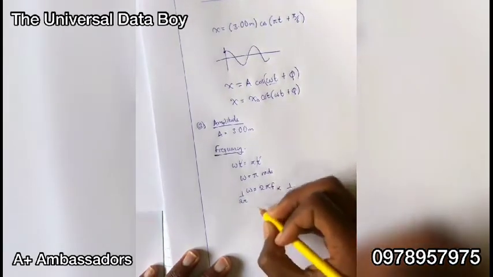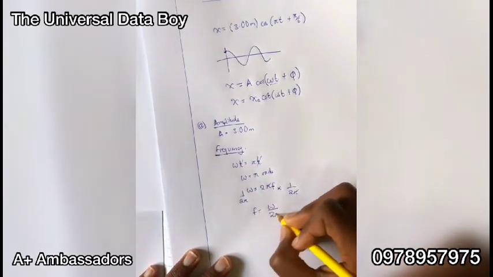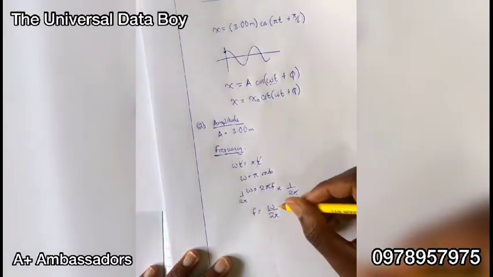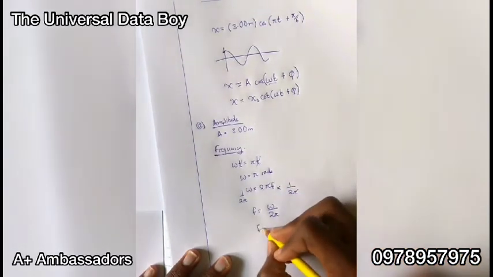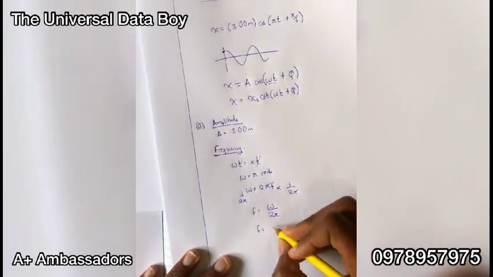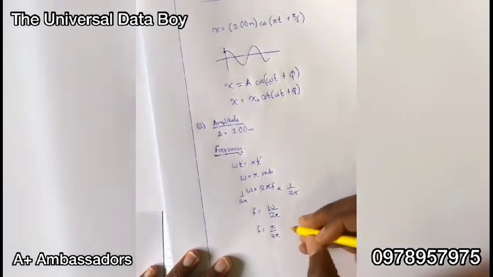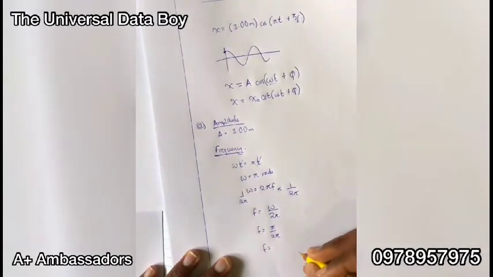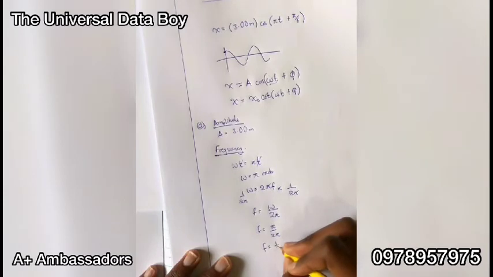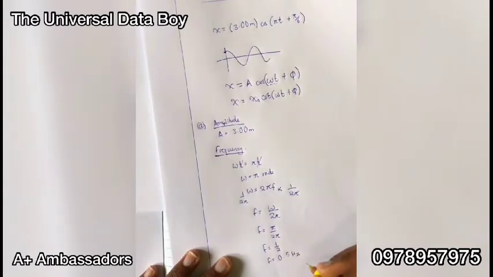Then we have the frequency being equal to w over 2 pi. Now we know our angular frequency is pi rad/s. So when we substitute it into the equation, we have pi over 2 pi being our frequency, and then pi and pi cancel out. So we have our frequency equal to 1/2, which is the same as 0.5, and the SI unit is hertz.